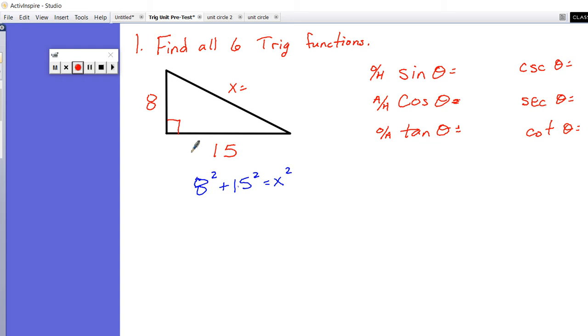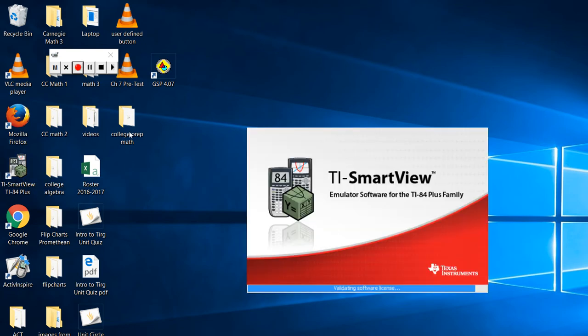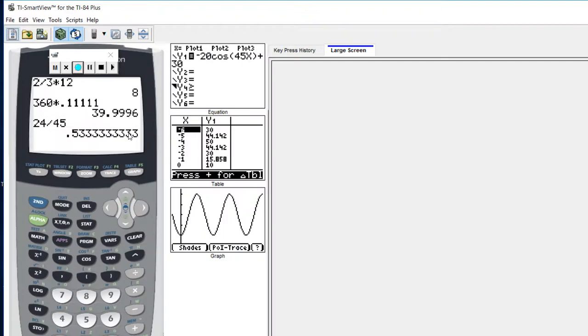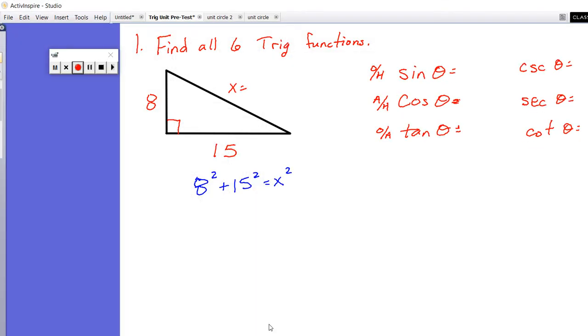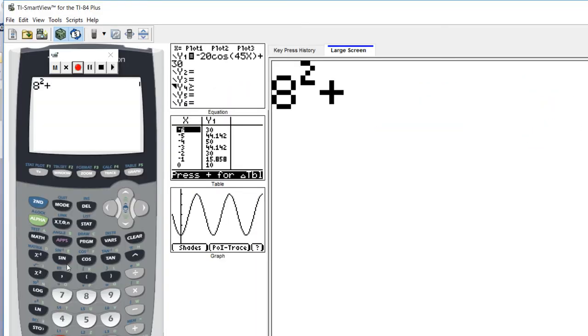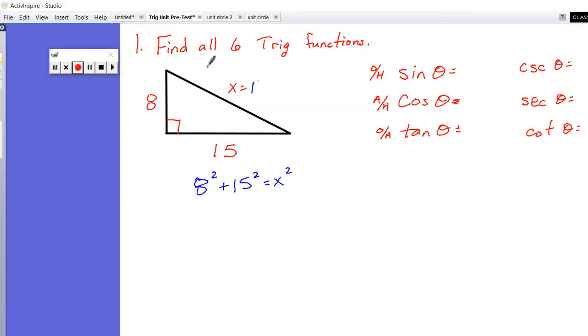So you do that and you grab your calculator. So you have 8 squared plus 15 squared. Enter. Now you take the square root of that answer to see if it comes out evenly. If not, you'll have to do a little factor tree. Square root of 289 is 17. So it came out evenly, so you know that x is 17.